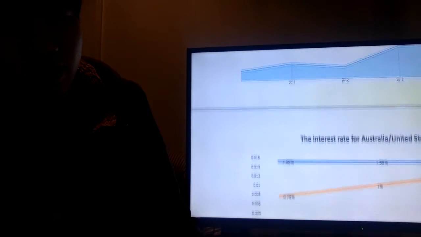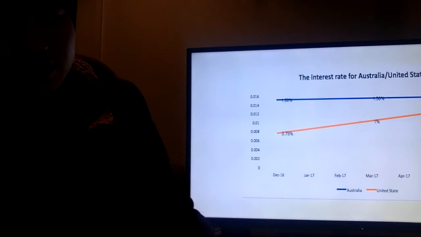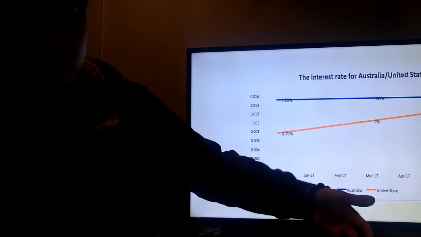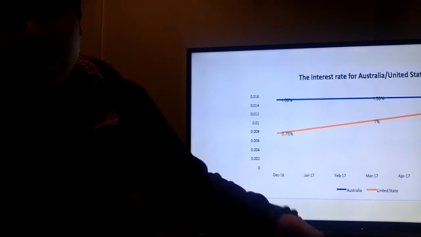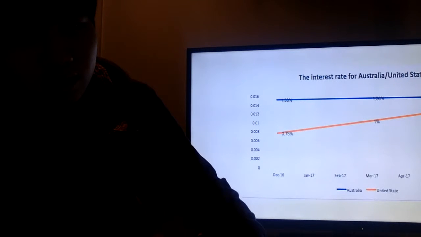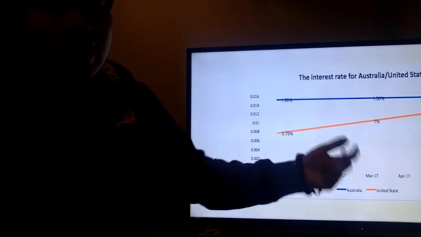For Australia, we can see the rate of 1.5% has been kept for a long time since 3rd August 2016. The reason for the RBA to do this is to stimulate the economic development of Australia.